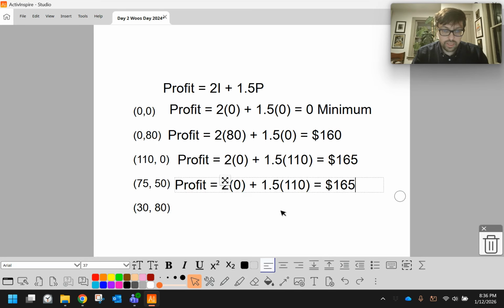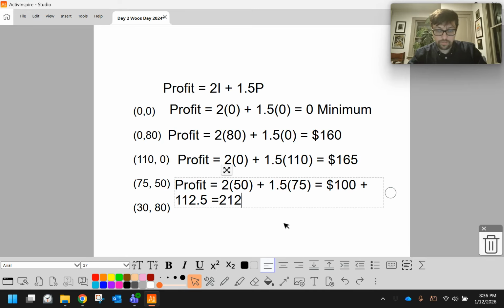So if we try this one, 75, 50, that 50, our second number, is our iced cookies. And then 75 is our plain cookies. So that is going to be 100 plus 112.5, which equals 212.5. Ooh, that's pretty good. $212.50 a day. That's not bad for the Woos.